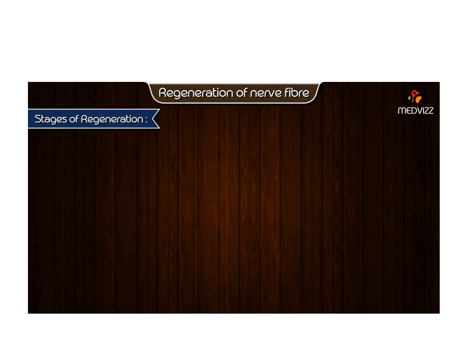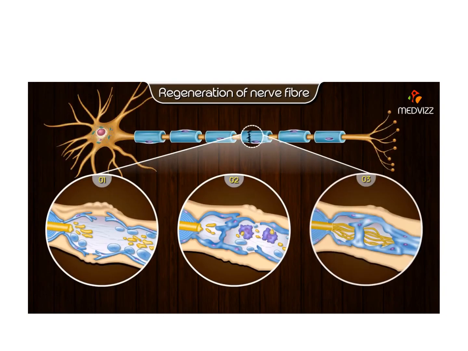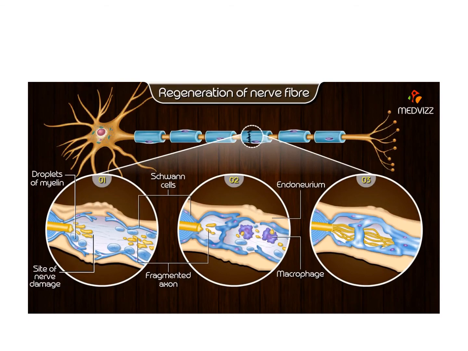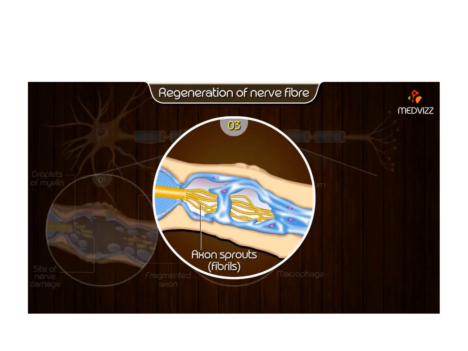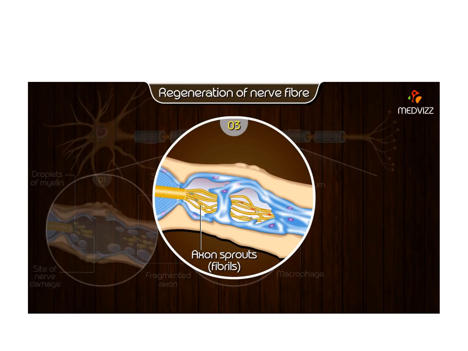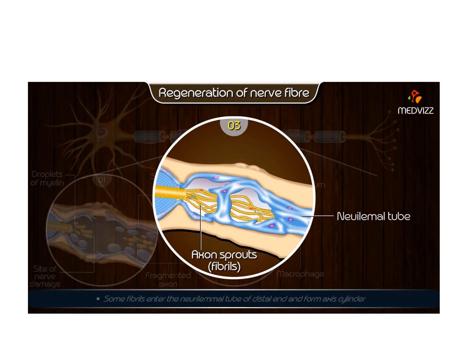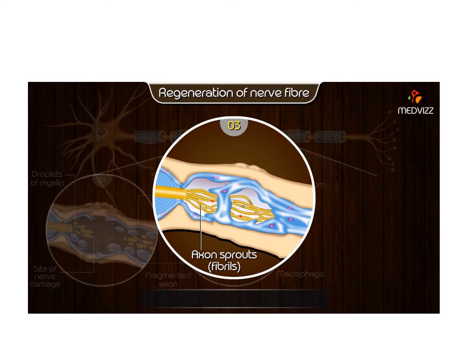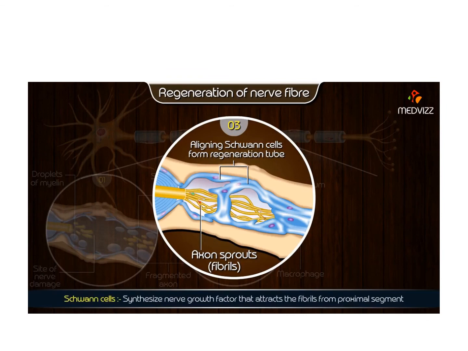Stages of regeneration. First, some pseudopodia-like extensions grow from the proximal cut end of the nerve. These extensions are called fibrils or regenerative sprouts. The number of fibrils is up to 100. Fibrils move towards the distal cut end of the nerve fiber. Some of the fibrils enter the neurolemmal tube of distal end and form axis cylinder. Schwann cells line up in the neurolemmal tube and actually guide the fibrils into the tube. Schwann cells also synthesize nerve growth factors which attract the fibrils from proximal segment.